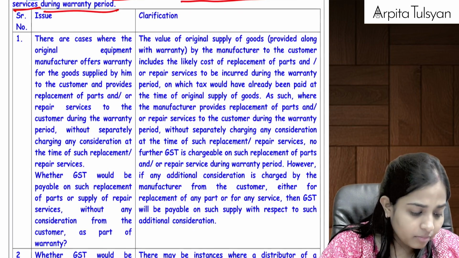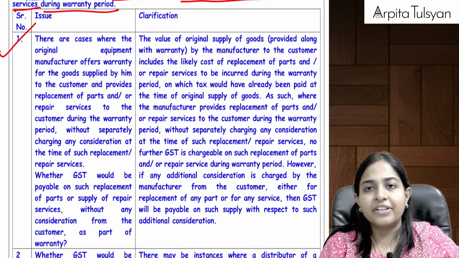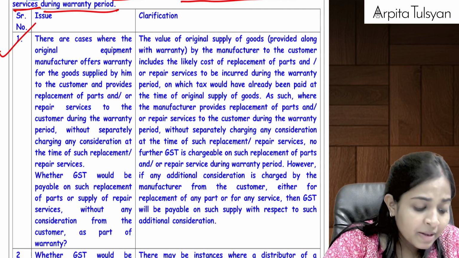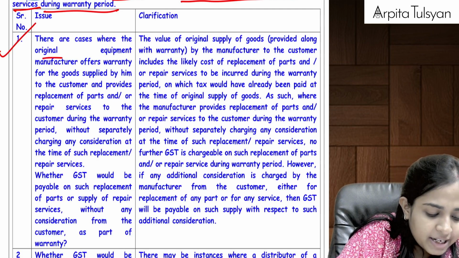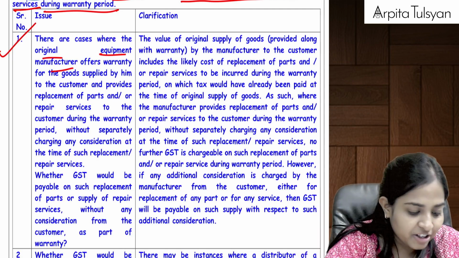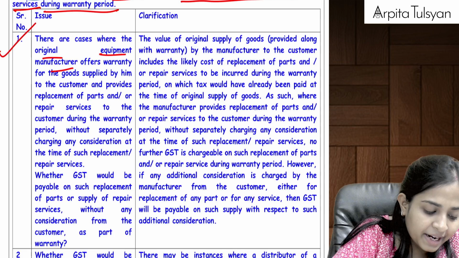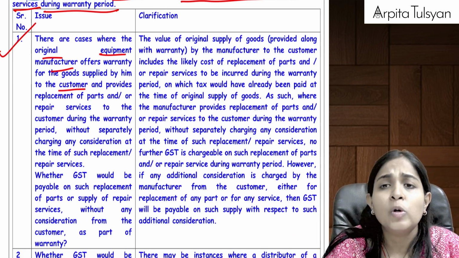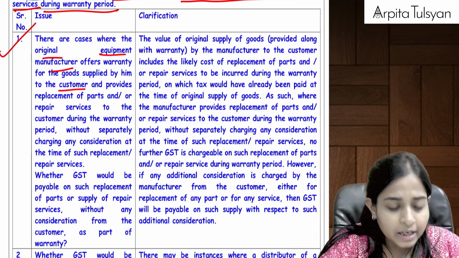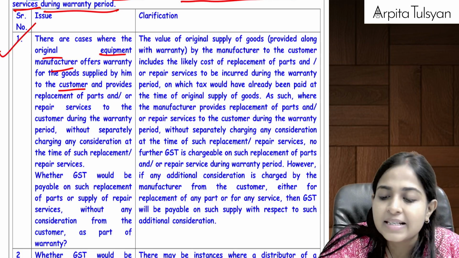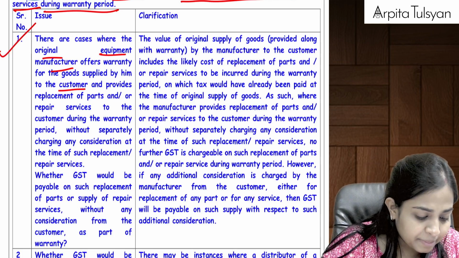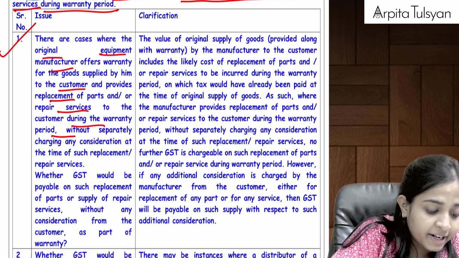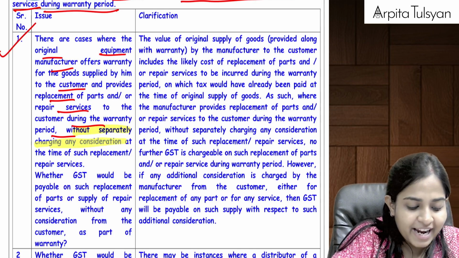Okay, so now you're starting with the first issue. There are cases where the original manufacturer offers warranty for the goods supplied by him to the customer. Let's say this is a remote belonging to, for example, Samsung company. So Samsung is giving free warranty to its customers and provides replacement of parts and repair services during the warranty period without charging any consideration.